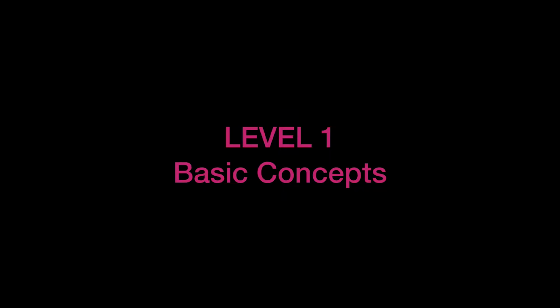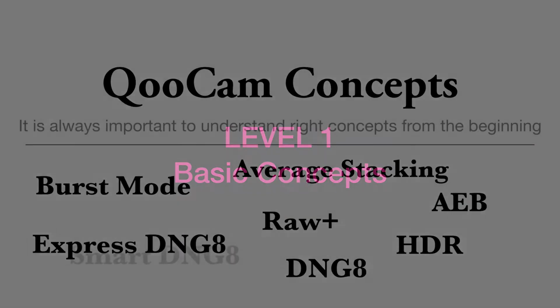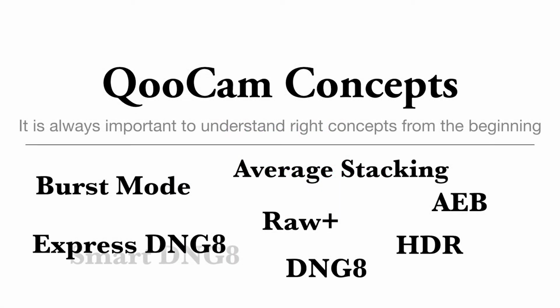First, let's talk about some basic concepts. It's like playing a game. We have level 1, level 2. Level 1 is some basic concepts. I think it is always important to understand the right concept from the beginning, so you will start right, and you will get a deeper understanding of everything about the camera. So first, I want to share with you some QooCam concepts, or maybe photography concepts.